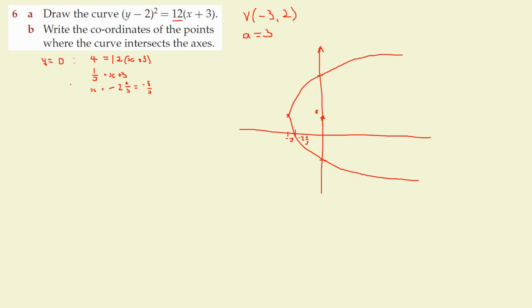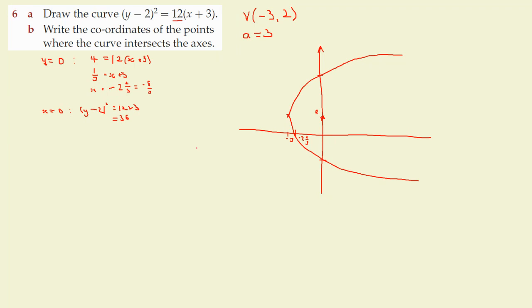-2 2/3. All right, for my intercepts on the y-axis is x equals 0. So I can use x equals 0, and put x equals 0 in there. So my y minus 2 squared, okay, y minus 2 squared is 12 lots of 3, because x plus 3 is just 3. 12 lots of 3. Well, that's 36, isn't it?